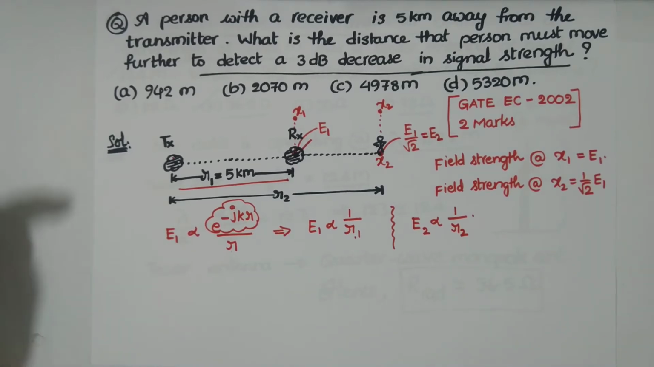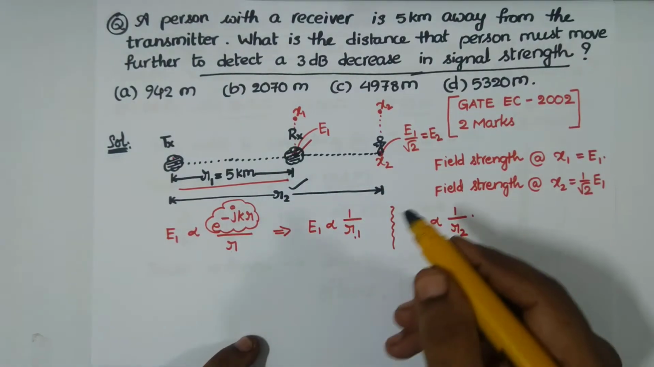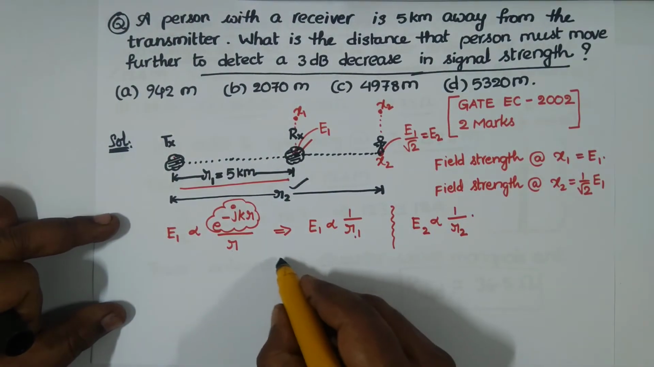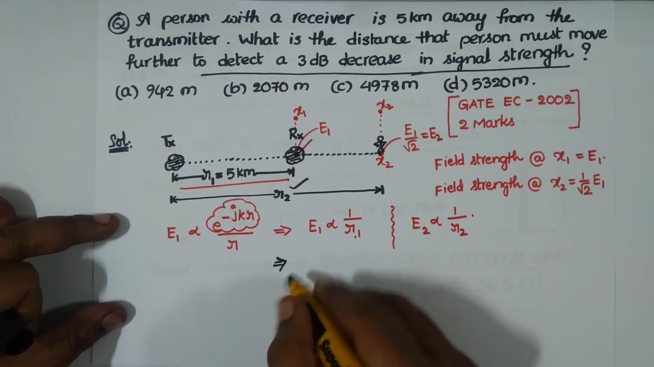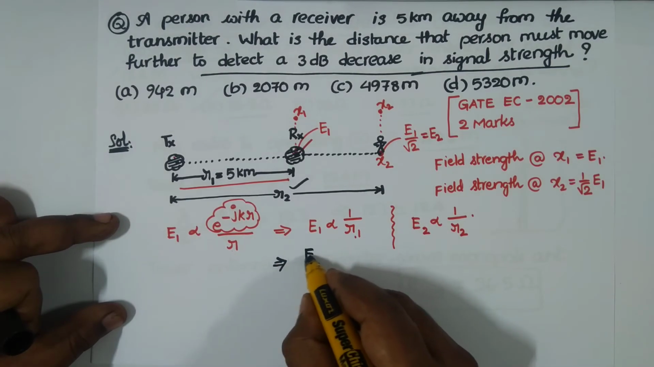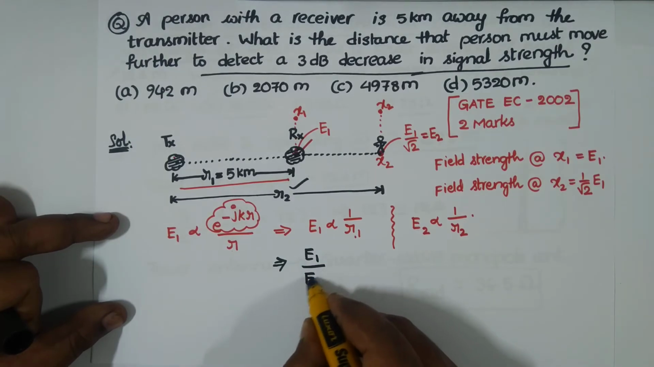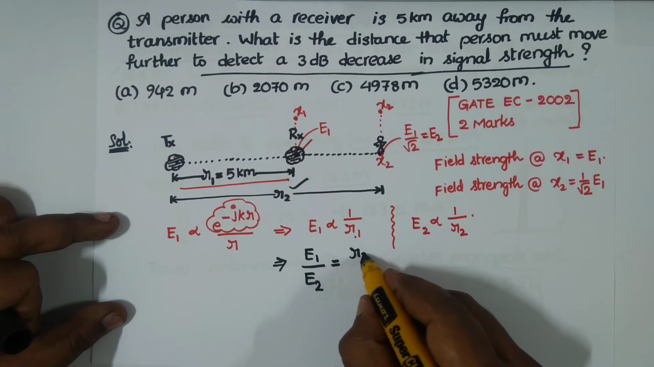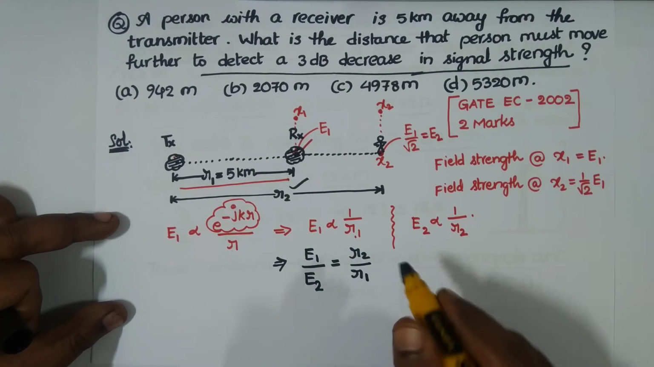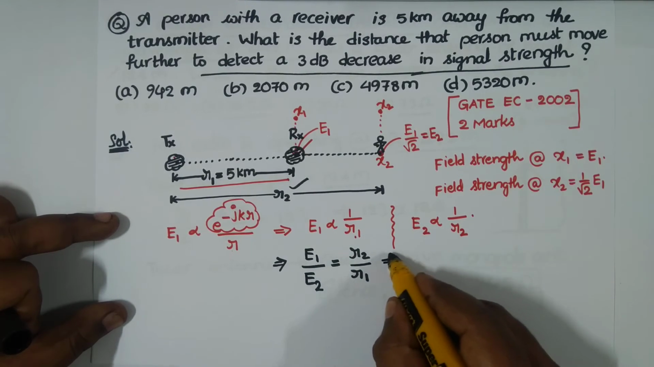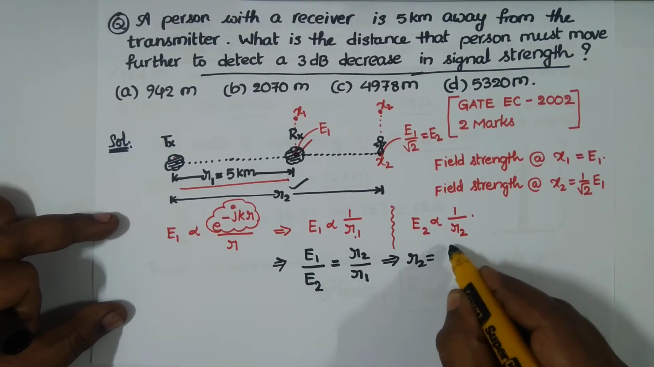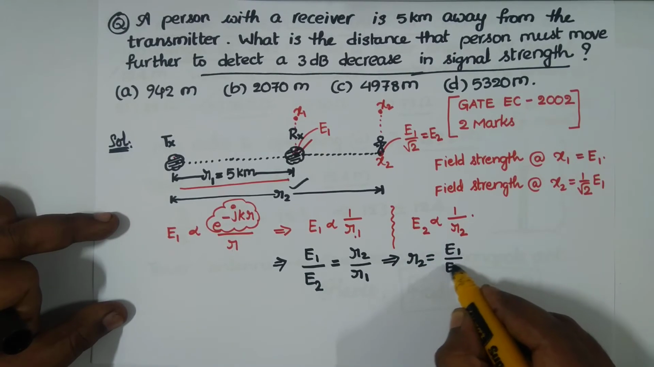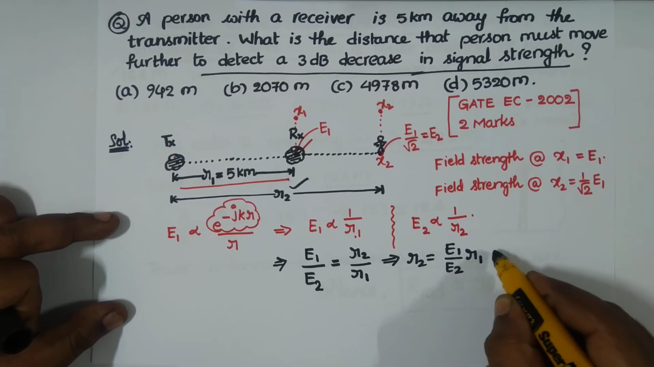Now we need to find this r2. So what is to be done? If I take the ratio between these two quantities, E1 over E2, we would get R2 over R1. So from this, R2 is equal to E1 over E2 multiplied by R1.